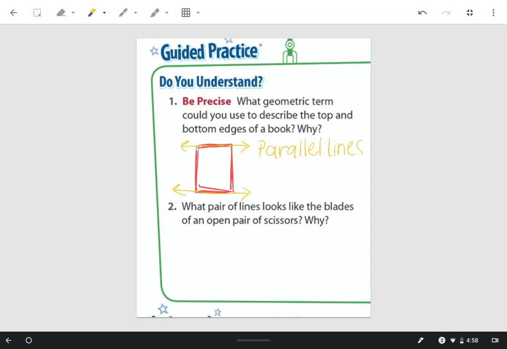And they're parallel lines, because remember up here it says why, because they will never intersect. Okay, they will never cross each other. They will never share a point where they cross. They will go on and on forever without crossing each other. So they are parallel lines.